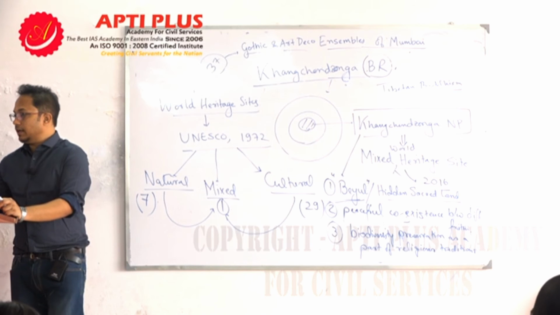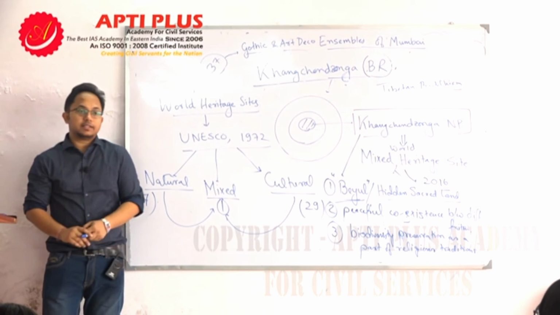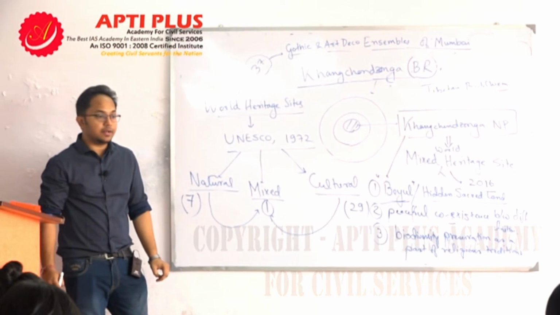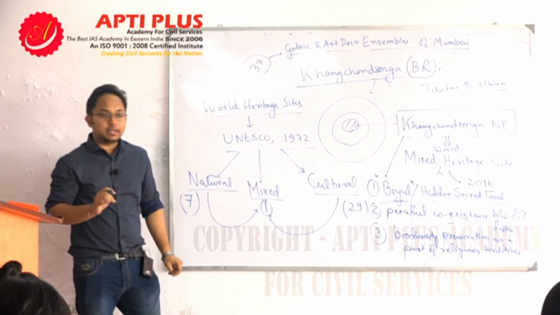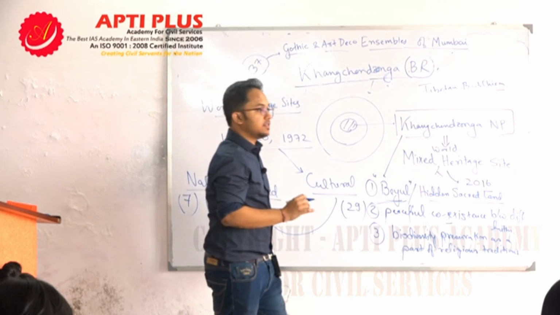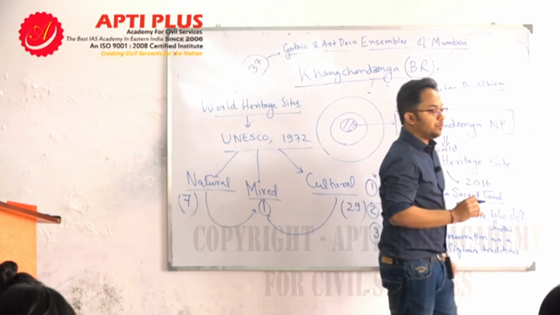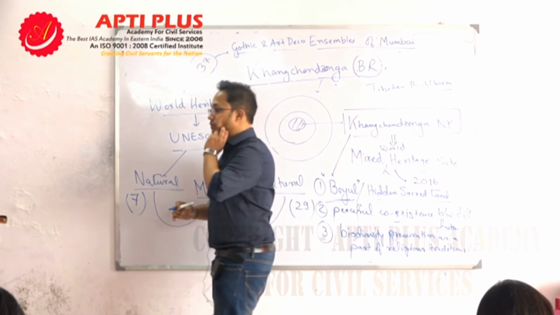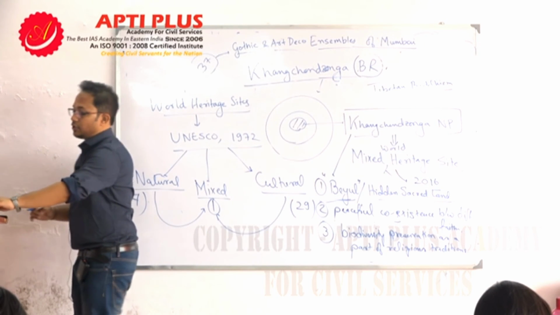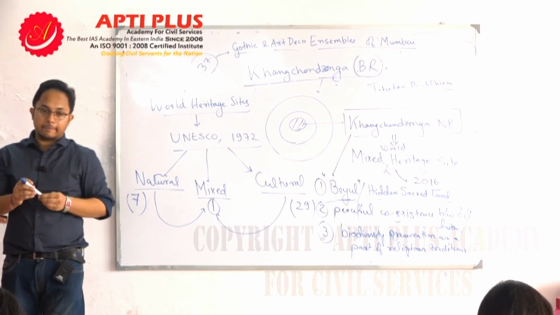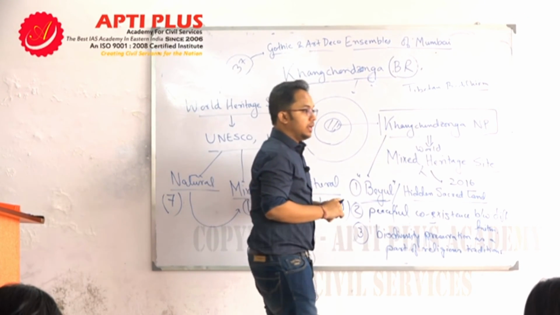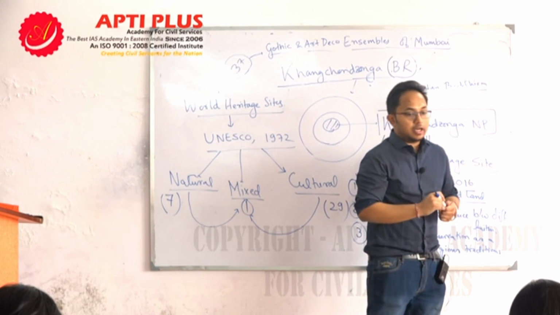Okay, there are 7 Natural World Heritage Sites in India. Which ones are these? Make a note of the names. Which are the 7 World Heritage Sites in India? Number 1, the Great Himalayan National Park. The Great Himalayan National Park in Himachal Pradesh.